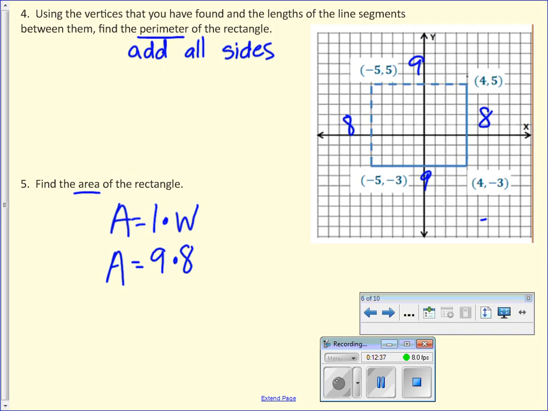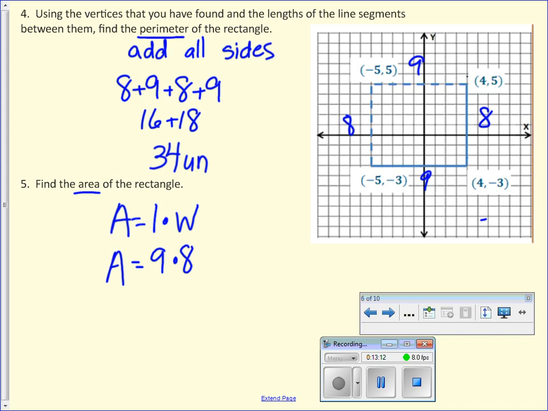So to find the perimeter, it's 8 plus 9 plus 8 plus 9. 8 plus 8 is 16. 9 plus 9 is 18. If it helps to rearrange, you can do that. Addition is commutative. Okay, so 16 plus 18 is? 34. So our perimeter is 34 units. It didn't tell us if it represents feet or inches, so we're just going to say units. 34 units. Okay?